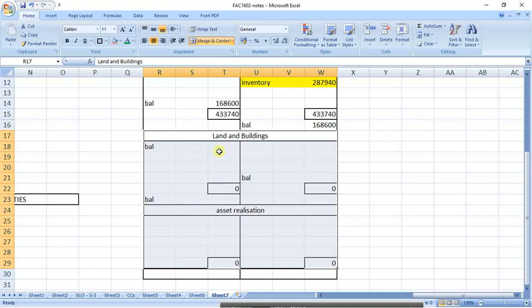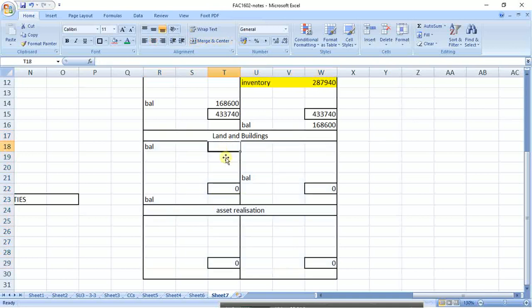Land and buildings are at cost, so at the beginning it was 540,000. At the end it was 360,000. Okay, and what did they say happened?